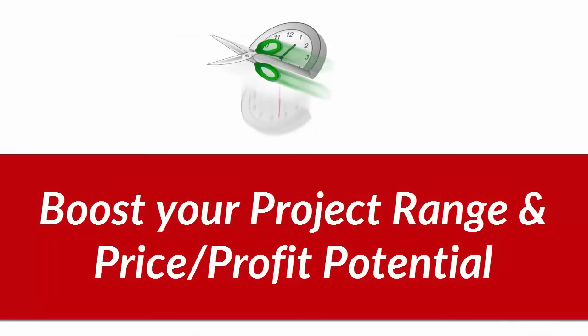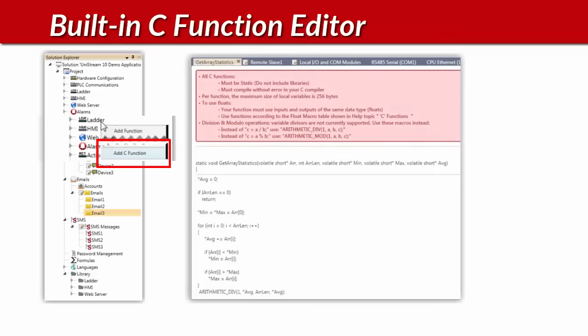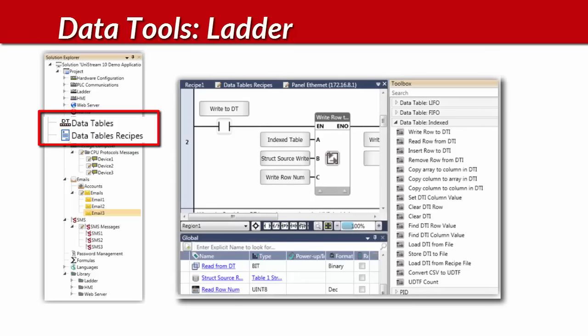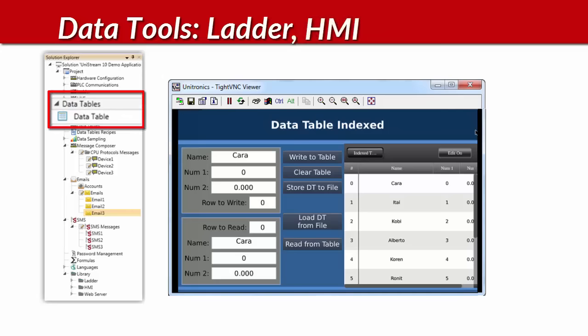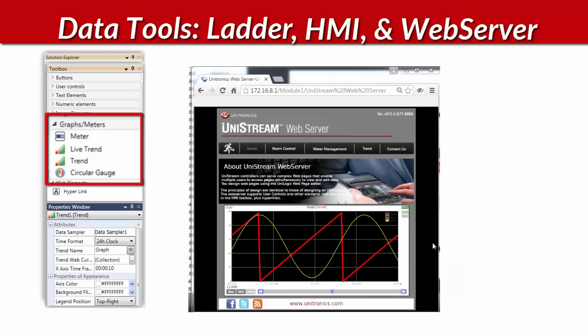UniLogic offers even more features and tools that boost your project range and your price-profit ratio. A good example is the built-in C editor. You simply type or copy-paste in your code. You can use C functions as UDFBs, just like ladder functions. Meet our data management tools, tools to log, store, and edit data via ladder. UniLogic enables you to create and execute recipes. You can also edit and display live data via HMI, or, as you see here, display live data trends via the built-in web server.